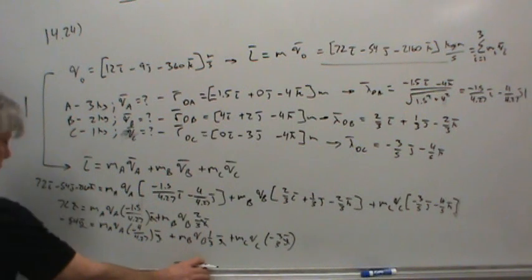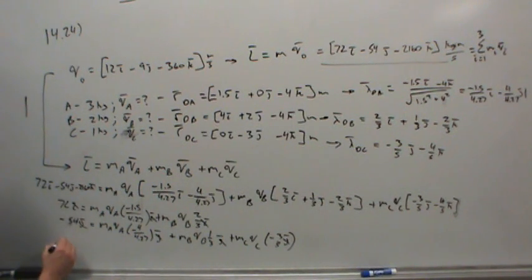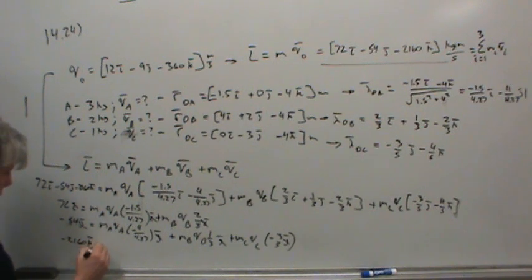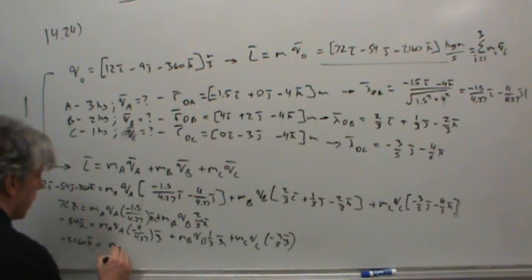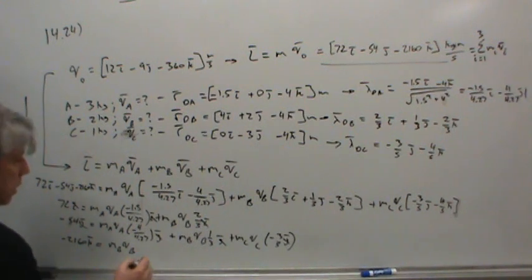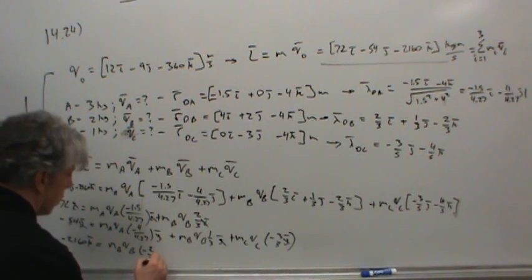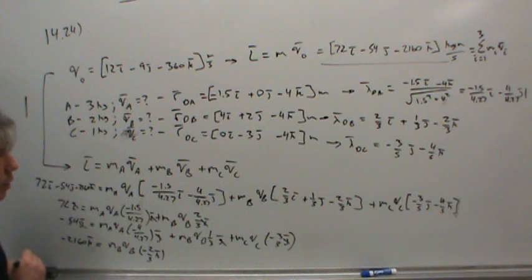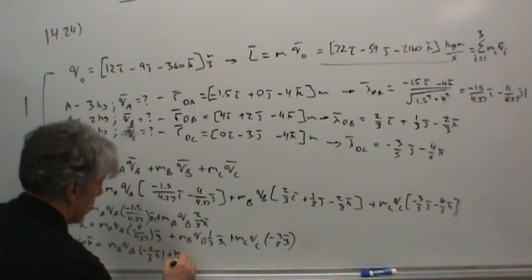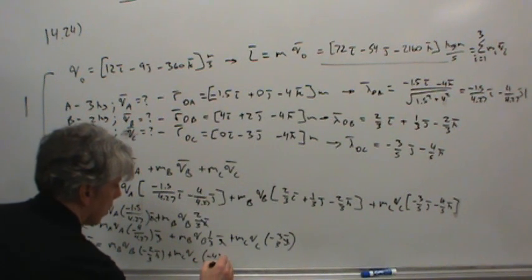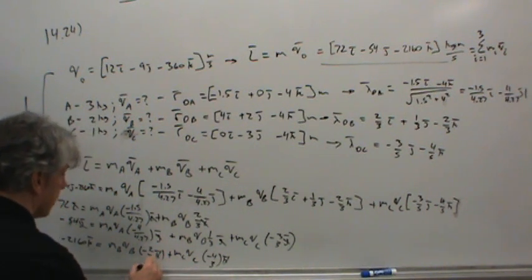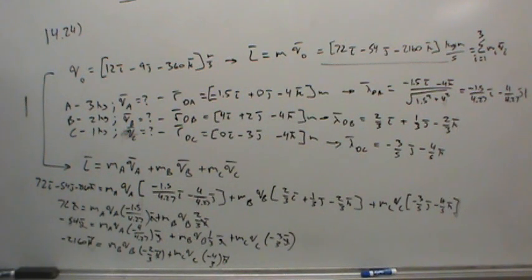Help me write the final equation, how would it go? Negative 2160 K. You're right. Equals? Mass of B, velocity of B. Notice there's no K for A, so yes, mass of B, velocity of B, negative 2/3 K. Good. Plus mass of C, velocity of C, negative 4/5 K. And of course, cancel the K. Now we have 3 equations and 3 unknowns.